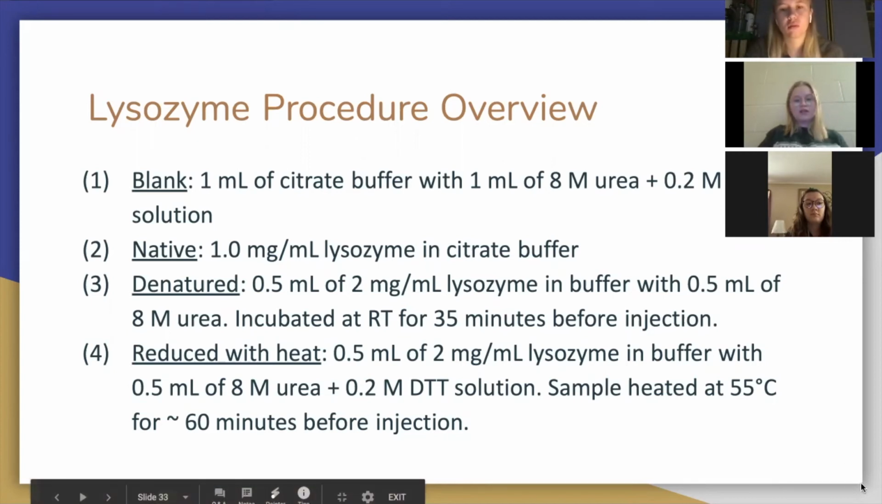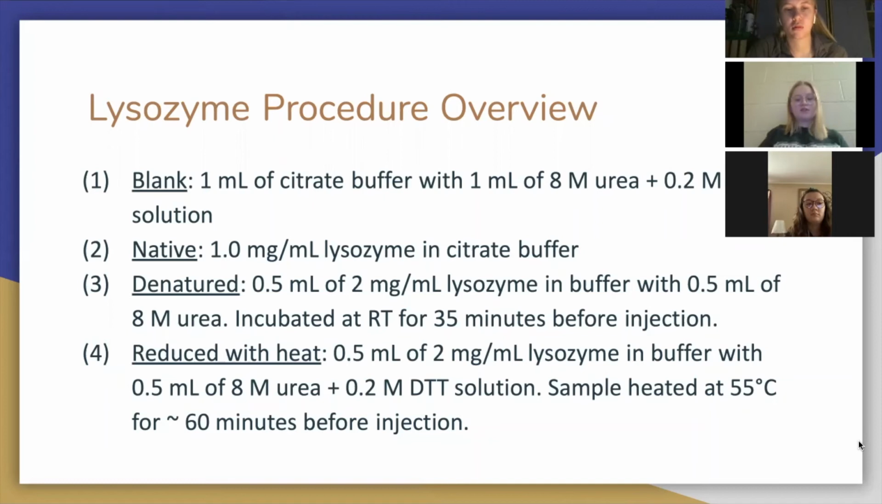Reduced with heat. Had 0.5 milliliters of 2 milligrams per milliliter lysozyme in buffer with 0.5 milliliters of 8 molar urea and 0.2 milliliters DTT solution. The sample was heated at 55 degrees Celsius for around 60 minutes before injection.